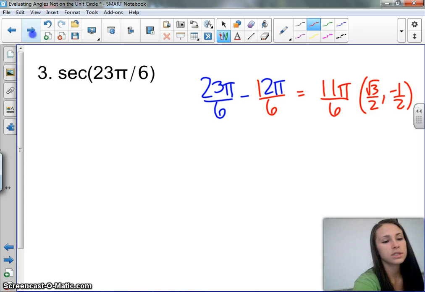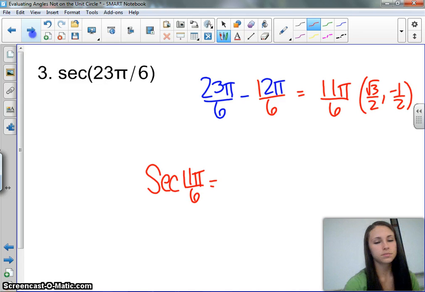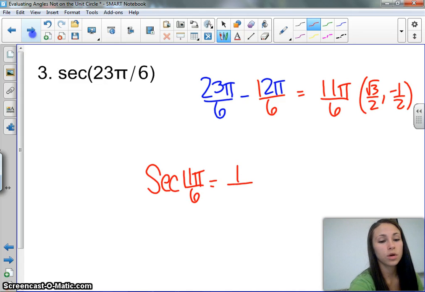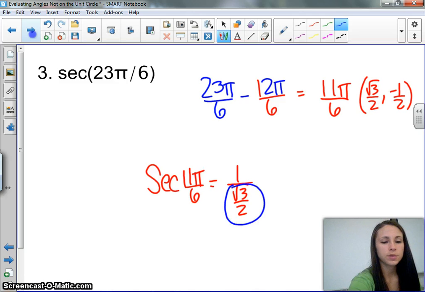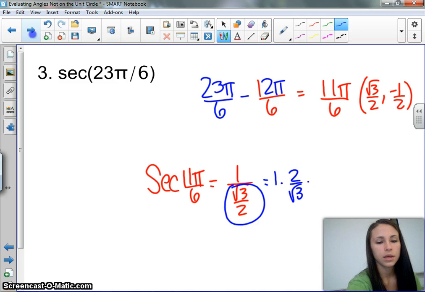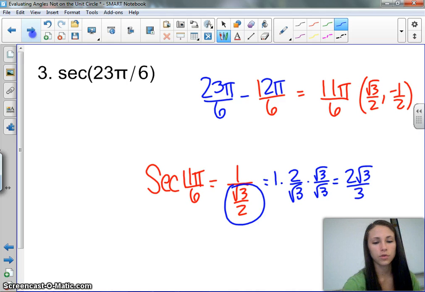And so I'm looking for the secant at 11 pi over 6. And so the secant at 11 pi over 6 is just going to be 1 over the x. So that's just 1 over square root of 3 over 2. Now, when I take and flip this and multiply, that's just going to give me 1 times 2 over the square root of 3. And so when I rationalize, I just get 2 square root of 3 over 3.